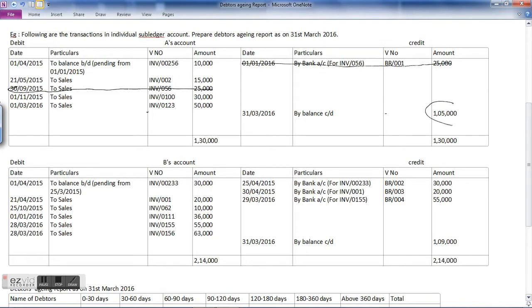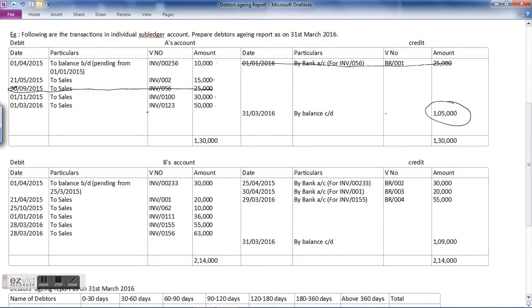Now this amount of 1,05,000, which is a balance, it includes what all amounts? 10,000, 15,000, 30,000 and 50,000. Now for all these 4 amounts, see what is the date. Now 10,000 is pending from 1st Jan 2015. So we will calculate the number of days. We have to prepare the report as on 31st March 2016. The amount is due from 1st Jan 2015. So let's see how many days it is.